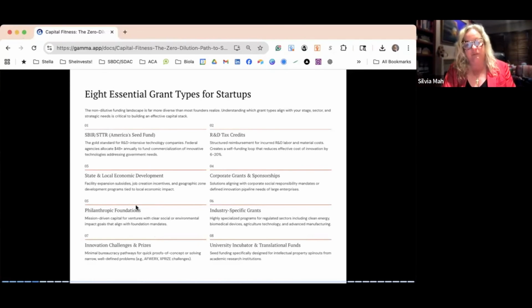Philanthropic foundations, mission-driven capital for ventures with clear social or environmental impact goals. Actually, one of my portfolio companies went after one of these foundations, and they got a $500,000 grant from them, and they were a for-profit entity. Like the for-profit entity startup got that grant from a philanthropic foundation. You have to be aligned with their values. So if you're looking at something, check to see that they do invest or give grants to for-profits, and that you are really aligned to their values. That's the top level piece I would really look at.